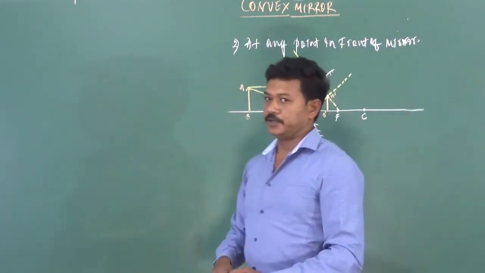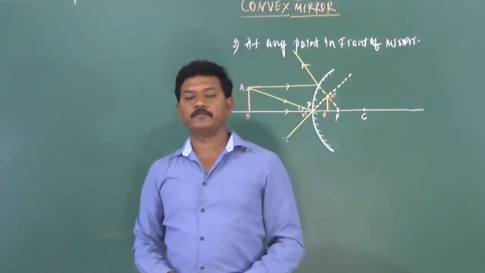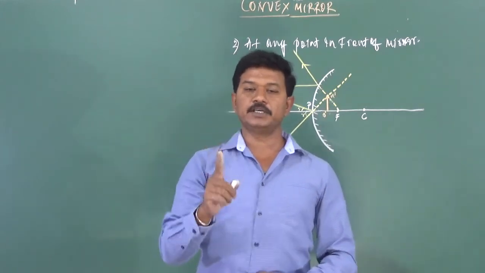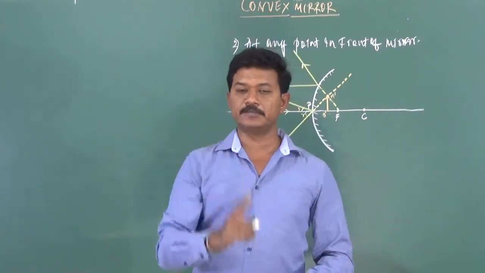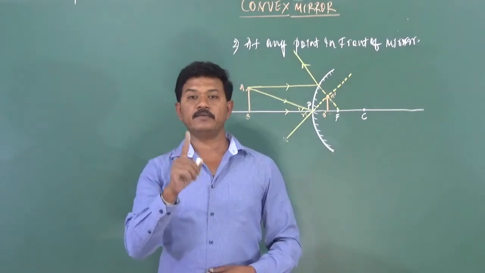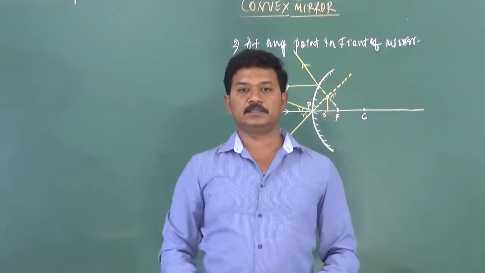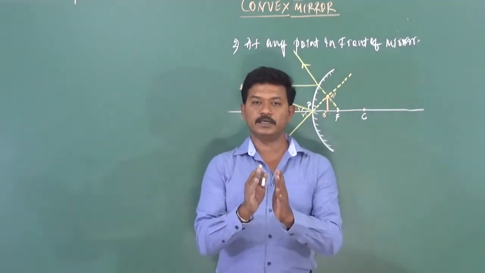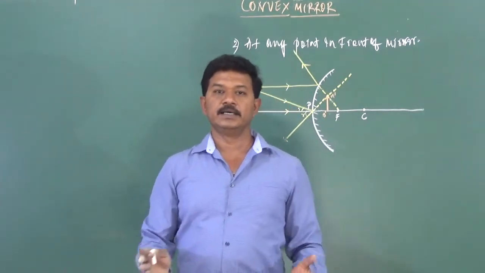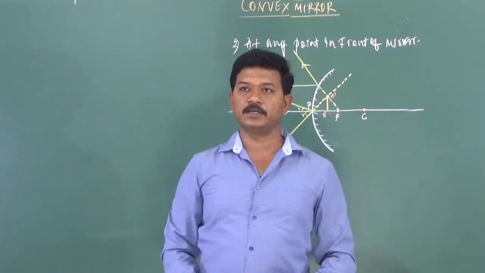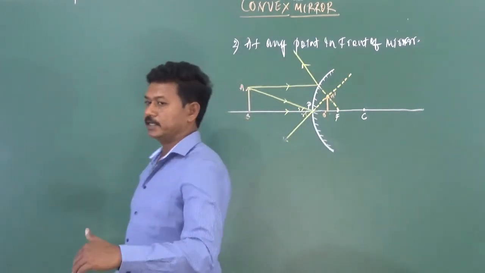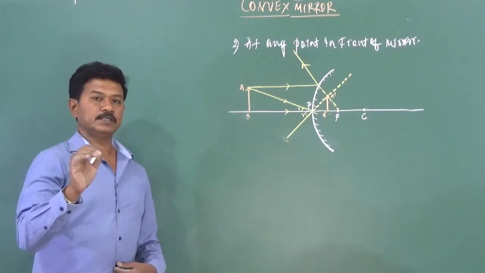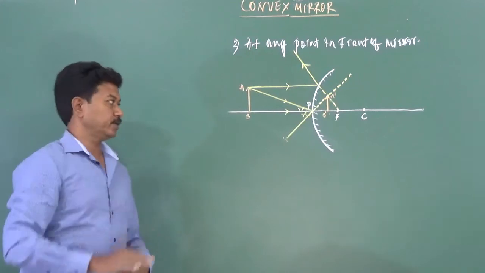So in case of uses of convex mirrors, the most important use is that they are used as a driver's mirror, as a rear view mirror in vehicles. This is the most important use of convex mirrors, and questions are asked extensively on this particular topic in the examinations. Before getting into that, I want to give you an important point to note.